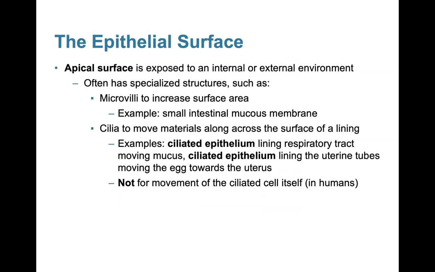Now looking at the epithelial surface, we have the apical surface, which is exposed to an internal or external environment. Oftentimes it will have specialized structures such as microvilli. Microvilli, if you remember from the cell chapter, these are invaginations of the plasma membrane, and the main job of the microvilli is to increase surface area. An example of where we would find microvilli is the small intestinal mucosal membranes.